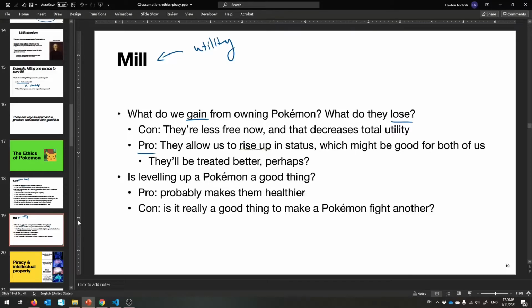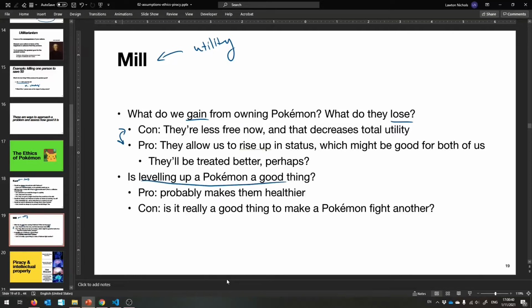And then a pro would be, technically, if we owned a Pokemon, we would allow them to level up faster, and once we beat all these gym leaders, we would rise up in status, and then so would they. So that might be good for both of us. They gain notoriety, and maybe they'll be treated better, like pampered at a Pokemon resort or something. So again, you have to weigh cons and pros every time. There's no cut and dried answer as to what Mill might think. That's the idea. So just make sure to weigh everything.